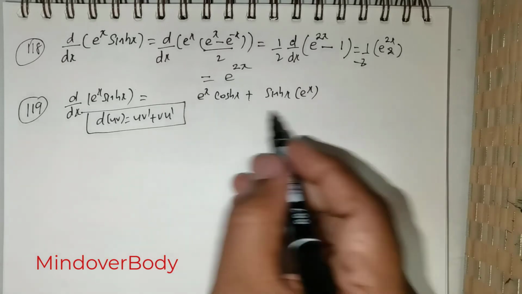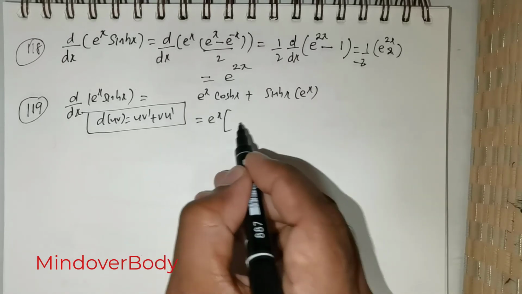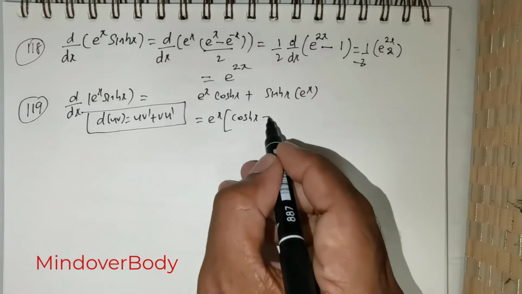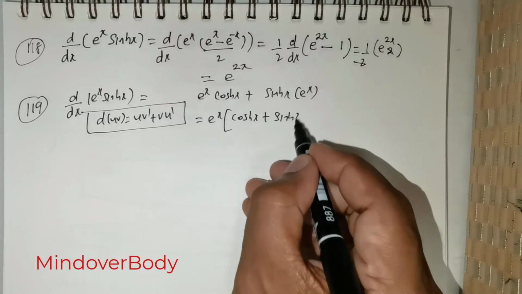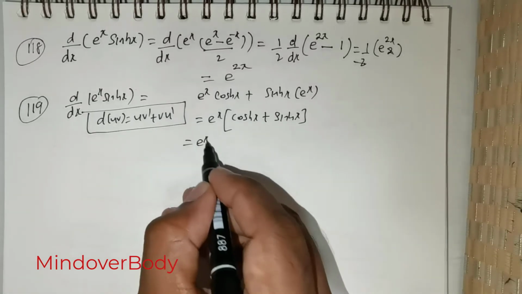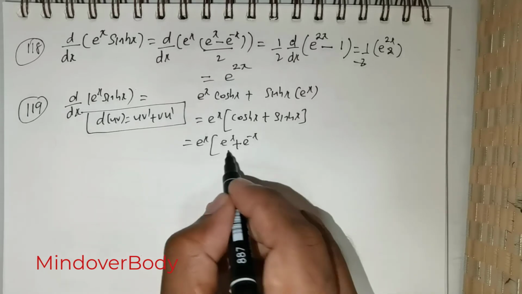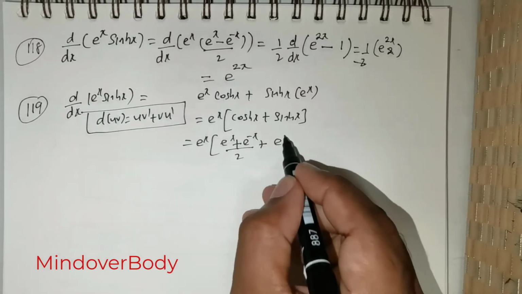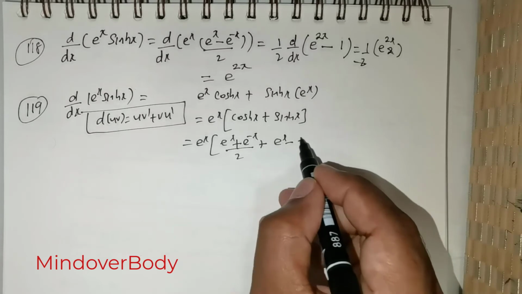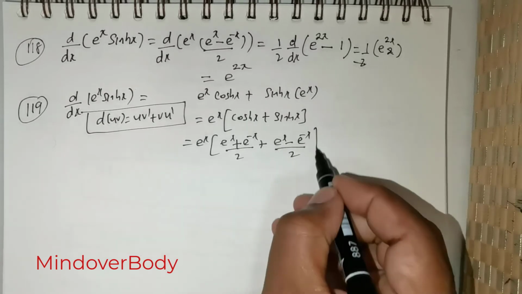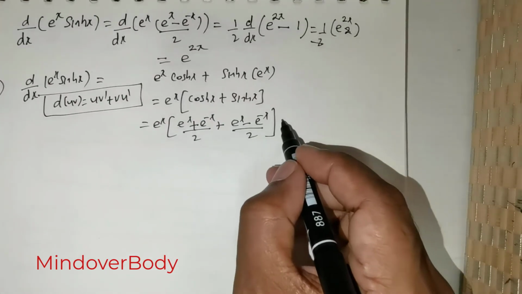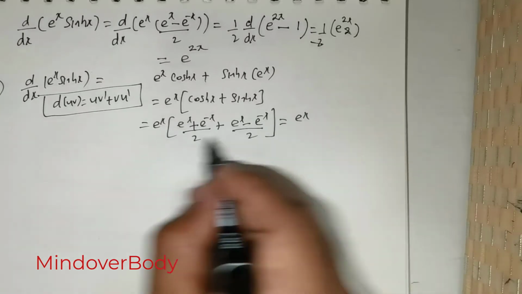Now we got something like this. I'm going to take e power x out. So this is cosh x plus sinh x. This can be rewritten as cosh x is e raised to the power of x plus e raised to the power of negative x divided by 2, and sinh x is e raised to the power of x minus e raised to the power of negative x divided by 2. I can rewrite this as e raised to the power of x.